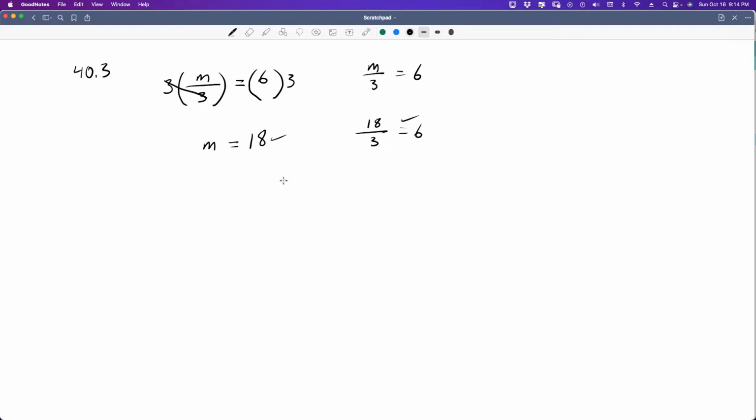Okay, let's do one more like that, because I feel like we need just one more practice. So if we have 40.4, we have 1/3 x is equal to 9. So what we have to do is figure out what x is, right? So we're going to multiply by the reciprocal here. So I'm going to multiply both sides by 3 over 1.